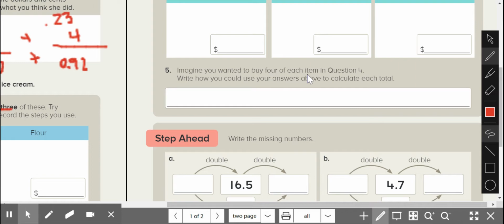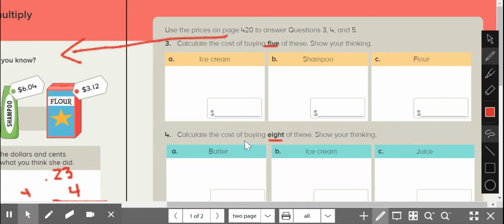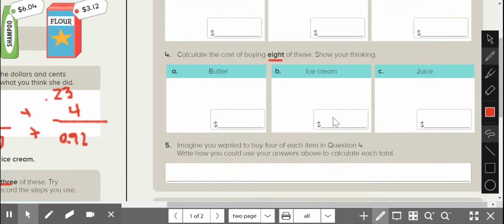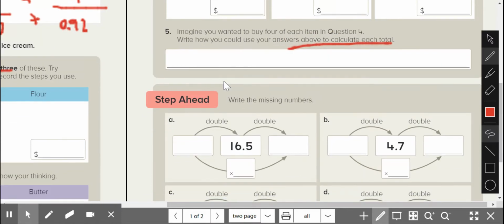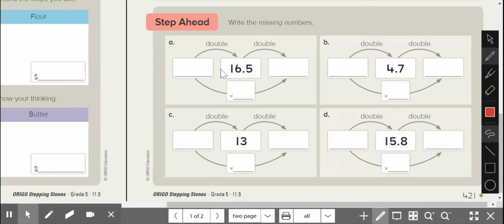Imagine you wanted to buy 4 of each item in question 4. 4 items of each one of these. Write how you could use the answer to calculate the total. This is asking basically write an equation. Be curious to see what you say about that one. I might have to come back and revisit that later.